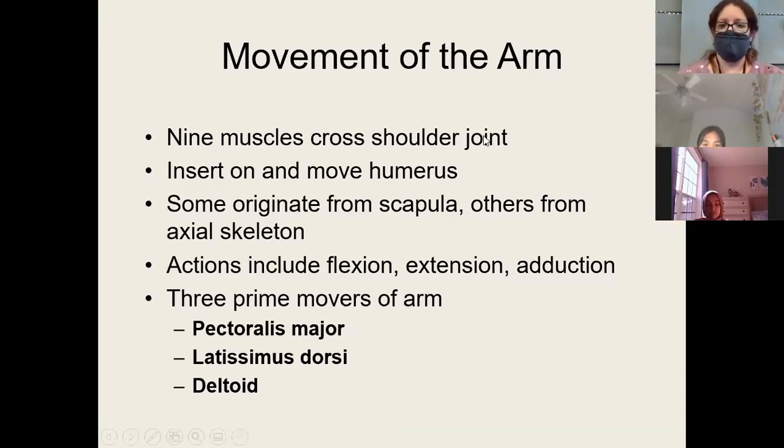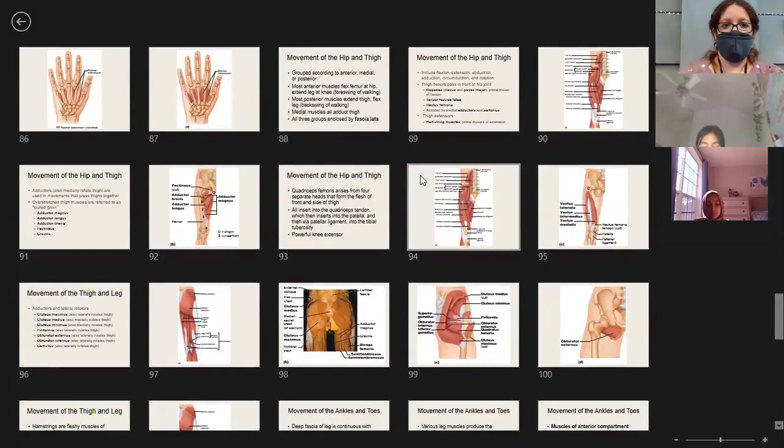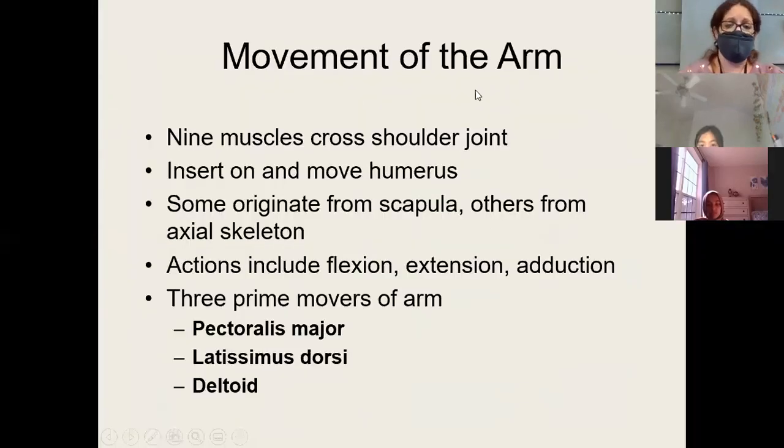Let's see, 64. Arm movements, so many arm movements, and then all the tendons in the hand and wrist. 64, okay.